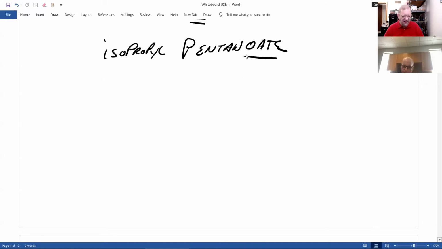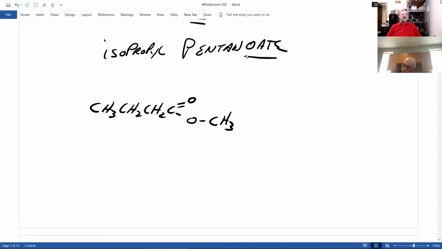Well, I better share. And why don't you try this one? What would be the IUPAC name for the following molecule? 3 points each.